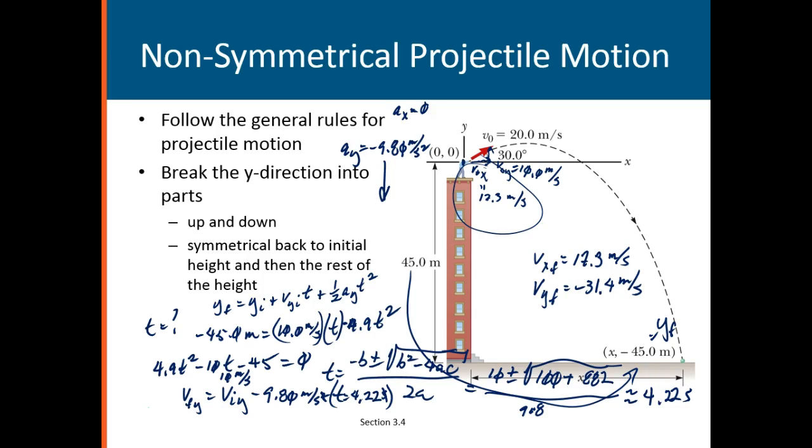Does the name Pythagoras ring a bell? This is the x, there's the y. Square root of this squared plus that squared. That should give us your velocity, your speed, the magnitude of that velocity.